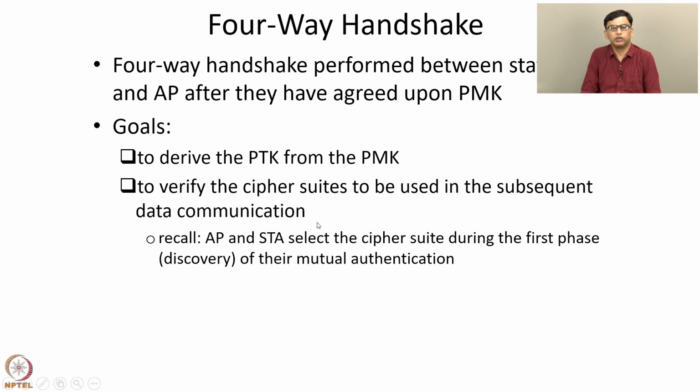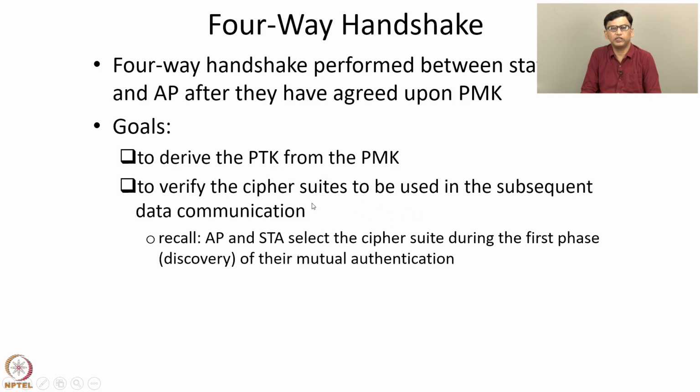So, there may have been some tampering in these selections. So, one of the goals of the 4-way handshake is to verify the cipher suites that are used. So, in the discovery phase, they exchange the possible algorithms, that is the cipher suites, but these are later on verified as part of the four-way handshake. The reason this is done separately is that initially they agree upon the cipher suite to be used, and later on these are verified.